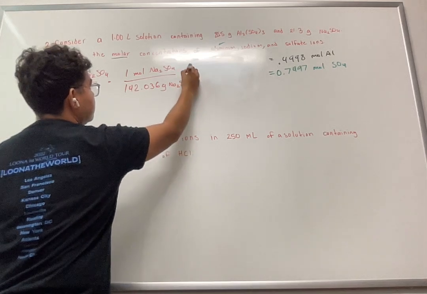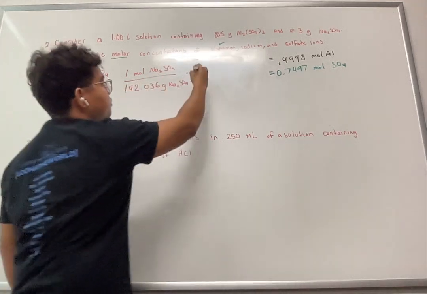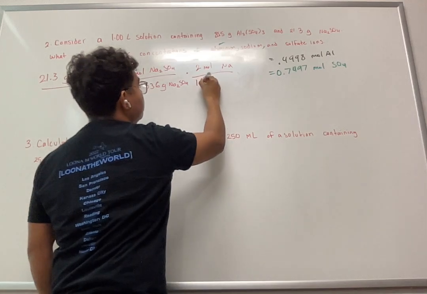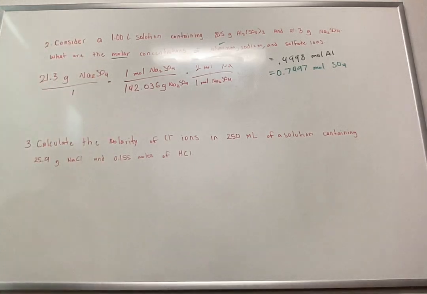Na2SO4. Okay. And now I'm trying to find the sodium. That means there's 2 moles of sodium, because right here we got a little subscript 2, 2 moles sodium for every 1 mole Na2SO4. Okay, so we calculate 21.3 over 142.036 times 2, and it should give you something like 0.2999 moles of sodium.